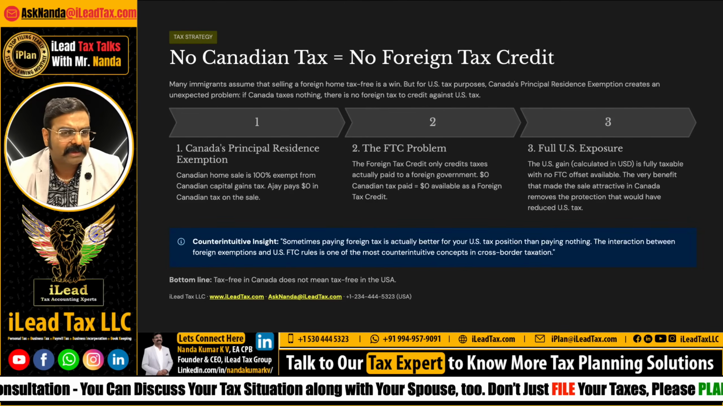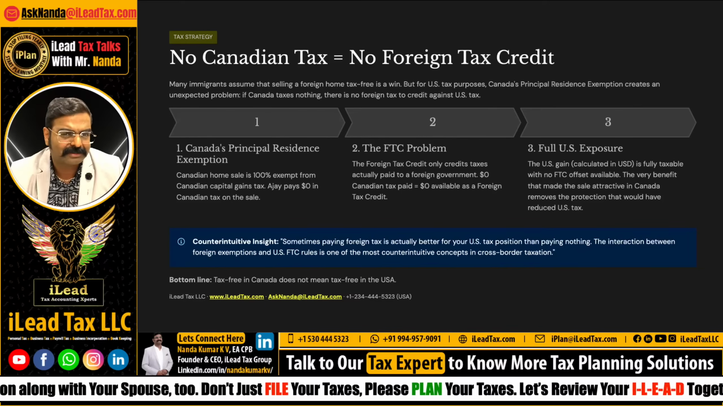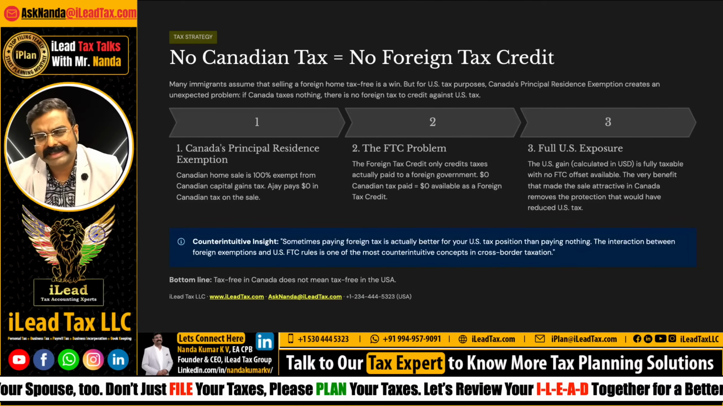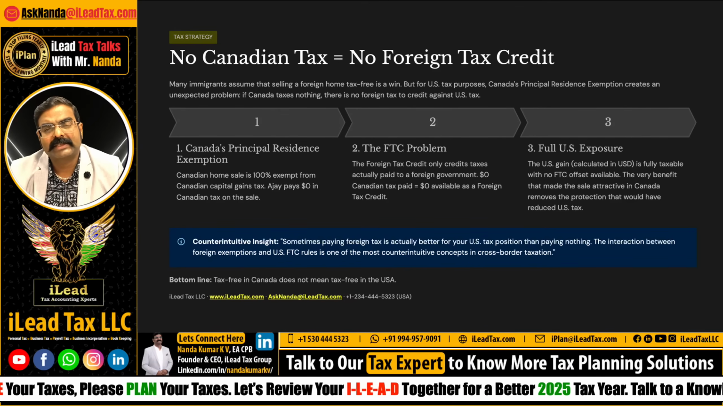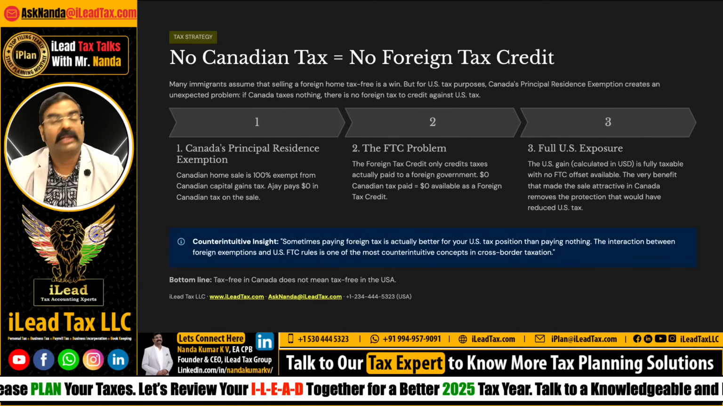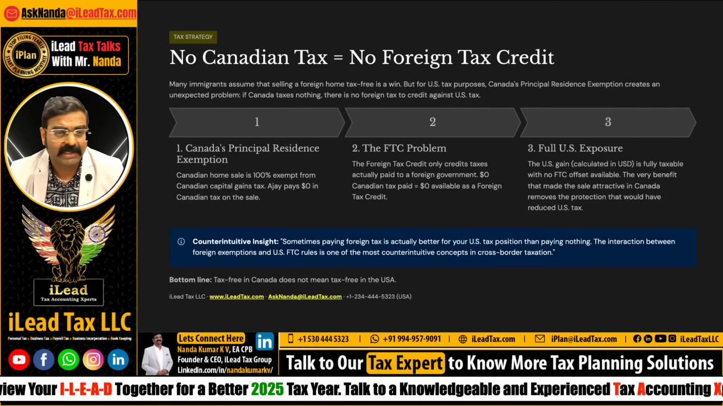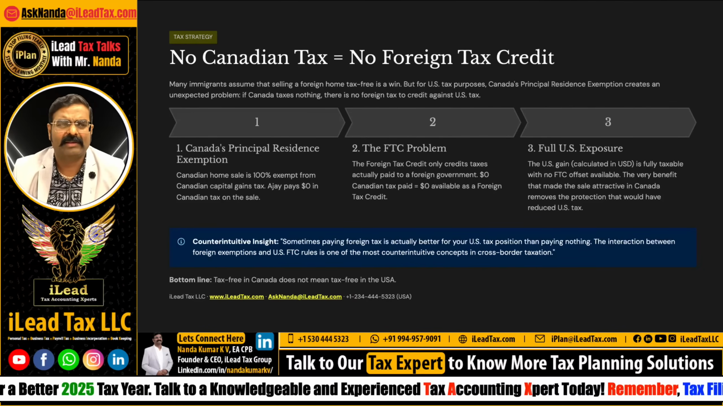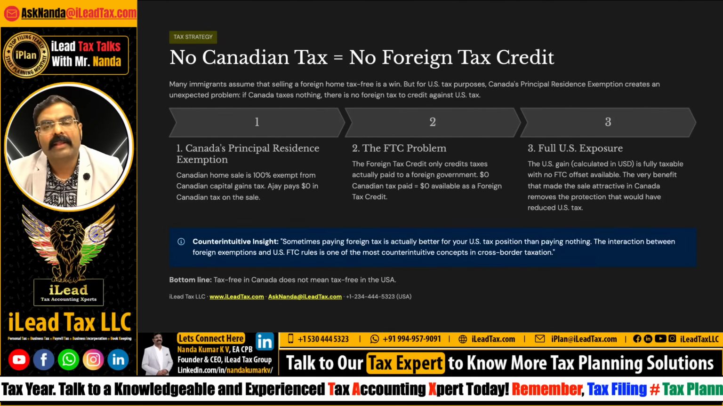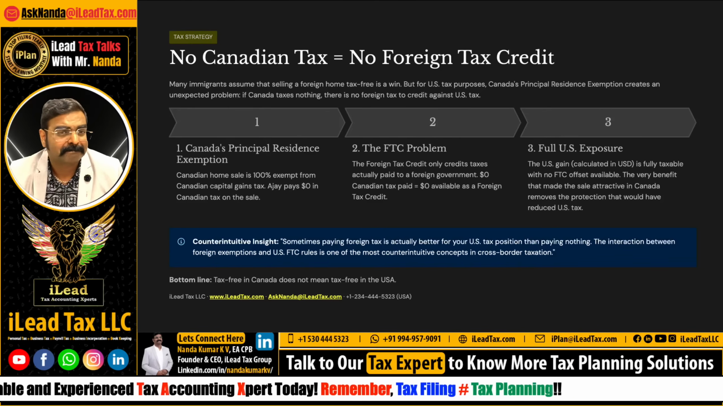Now, here is one of the most counterintuitive concepts in all of cross border taxation, and I want you to really think about this one. See, Canada's principal residence exemption means Ajay pays zero Canadian tax on the home sale. Yes, zero. That sounds like a win. And in Canada, it is a win. But here is the problem for US tax purposes.